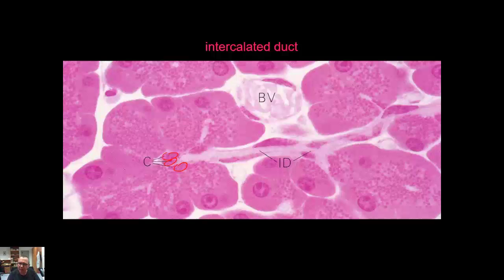But let's go back to ducts. Centroacinar cells then line the intercalated ducts, or maybe it is better to say that the intercalated duct is lined by the same squamous cells as the centroacinar cells, so it is still an intercalated duct. You can see a blood vessel near the intercalated duct. You can see that the epithelium of the intercalated duct is quite similar to the endothelium of a small blood vessel, but it isn't anything surprising. Both are simple squamous epithelia.